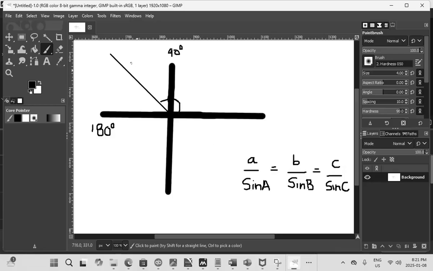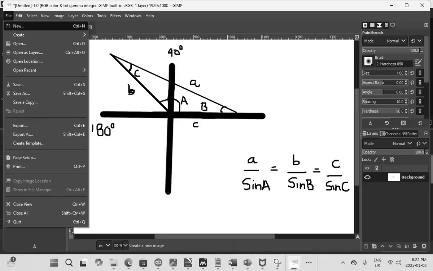So for example, if this is your triangle, let's say this is your angle A, this will be your side A, this will be your angle B, and this will be your side B, and this will be your angle C, and this will be your side C. So A over sine A equals B, this side, divided by sine B, equals C, this side over here, divided by sine C.